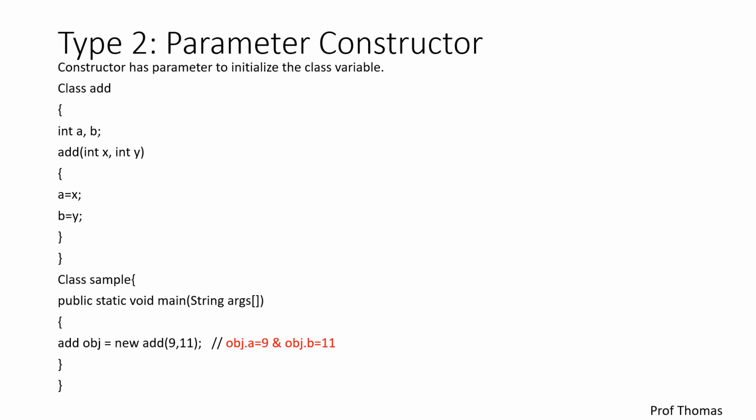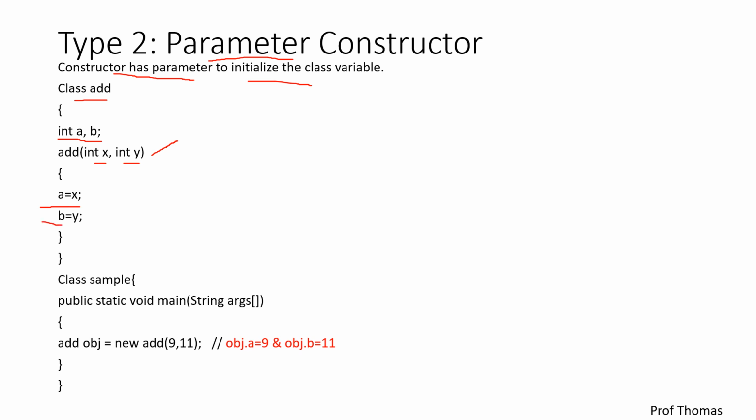Type 2 constructor is the parameterized constructor. The constructor has parameters to initialize the class variable. The class add contains two class variables, int a and b. It has the parameterized constructor with the parameters int x and int y. It initializes the class variables a and b.